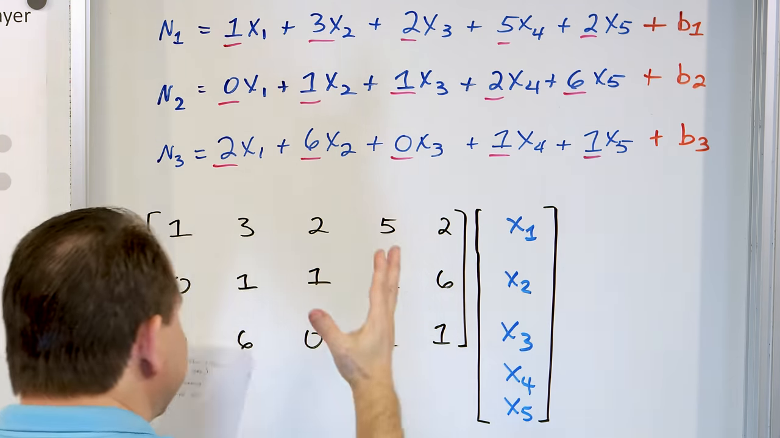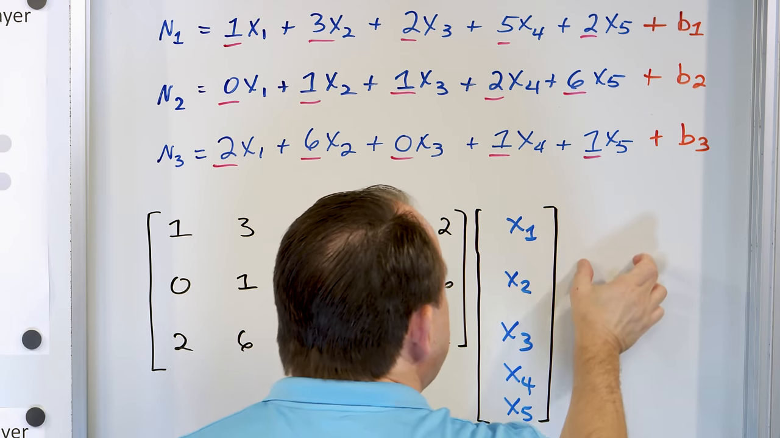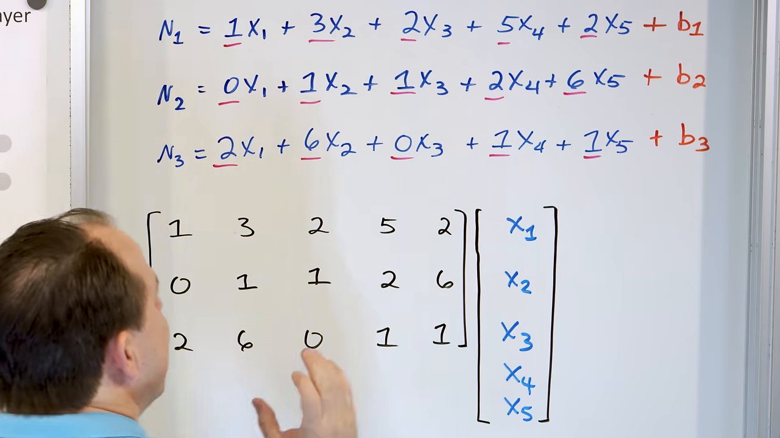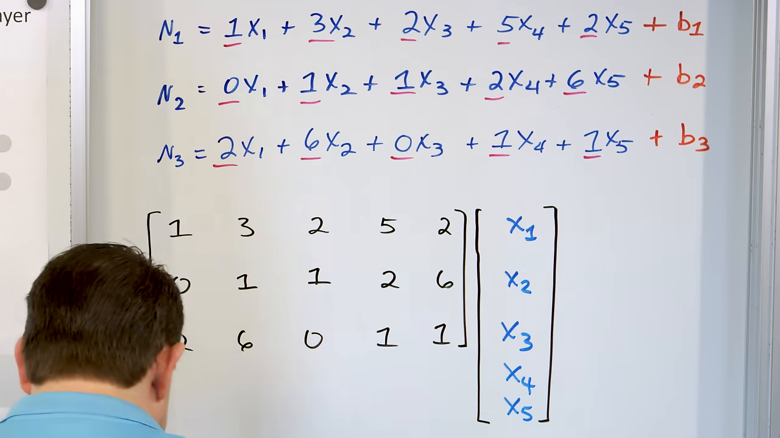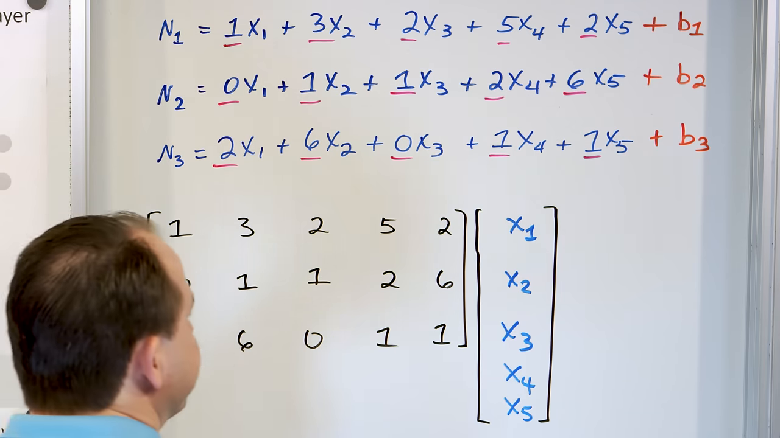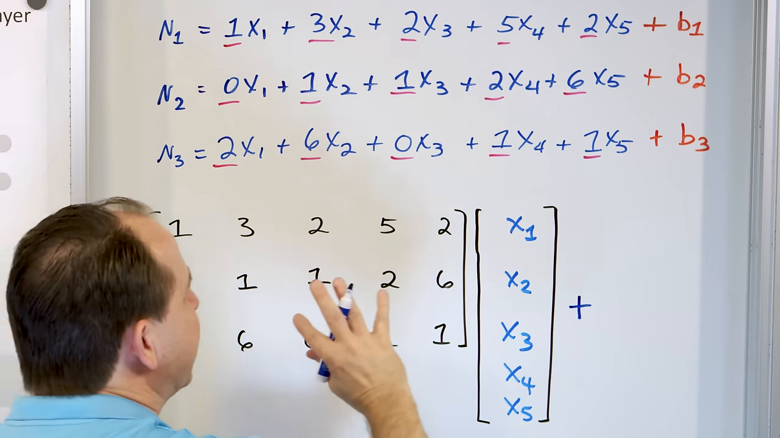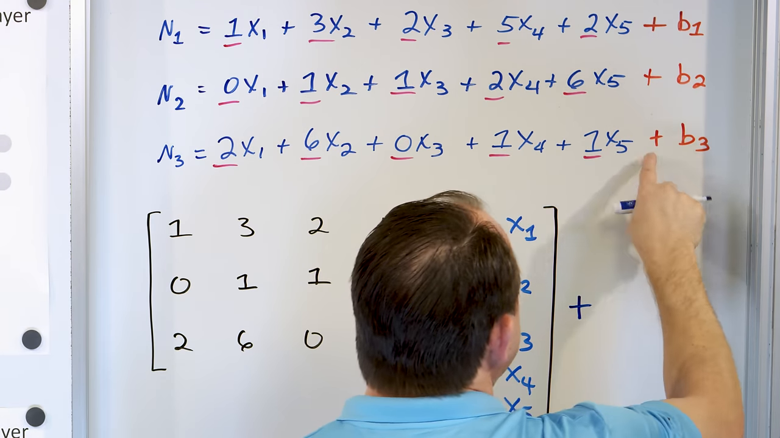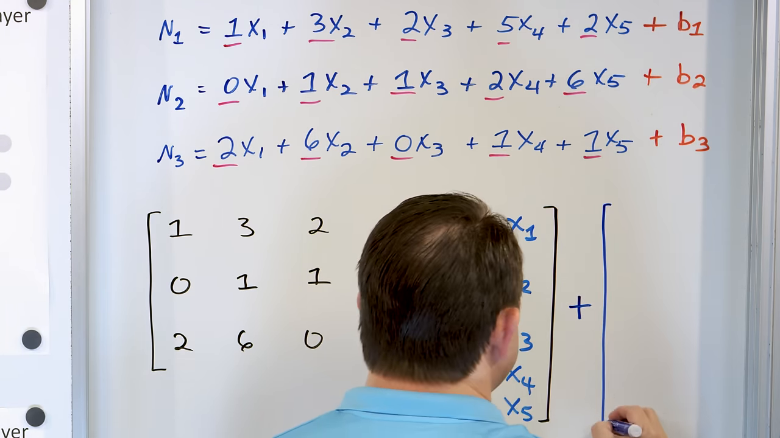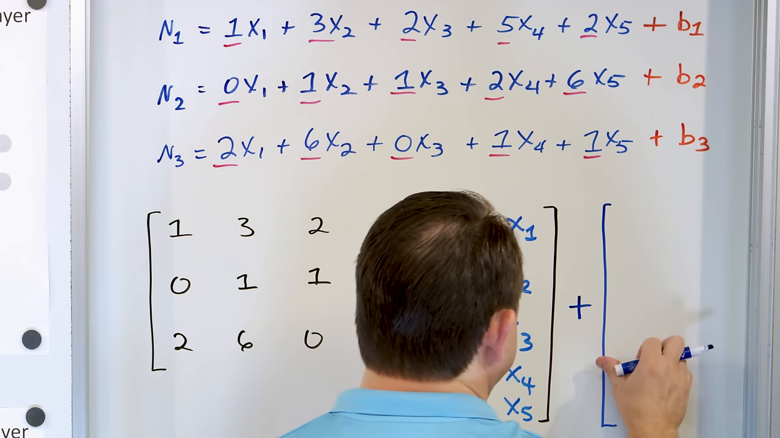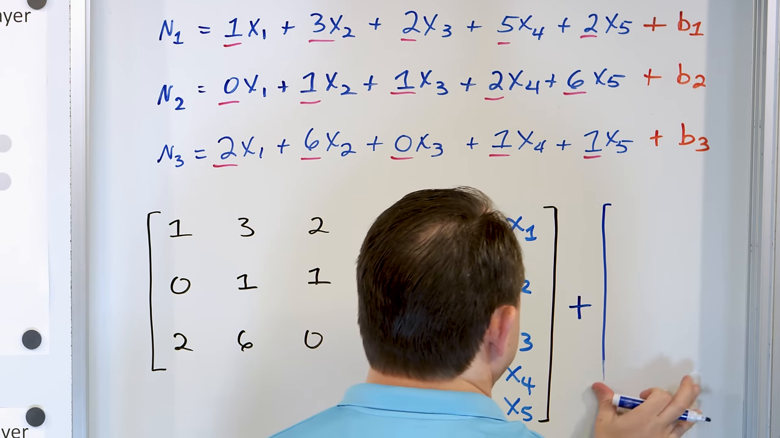Now, what this is going to do is return a column of values, but we do still have to add the biases. So what I have here is that I then add the biases to the result of this multiplication, because notice I have an addition sign here, right?